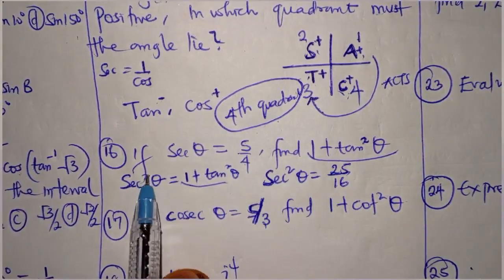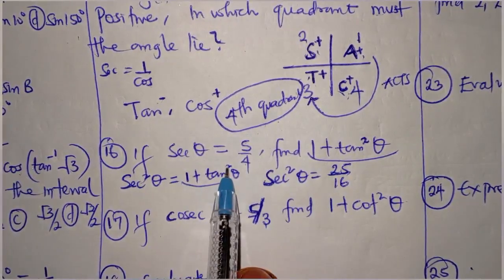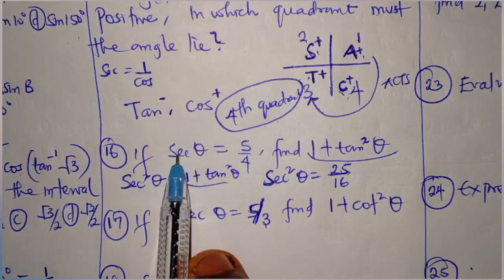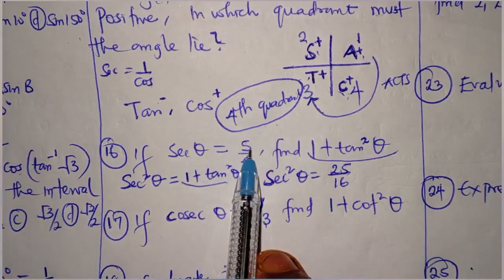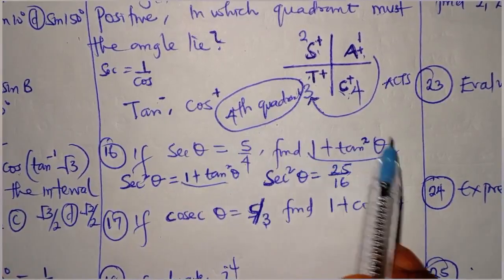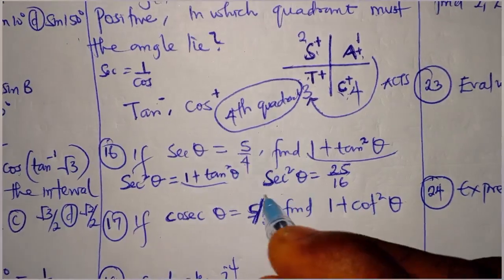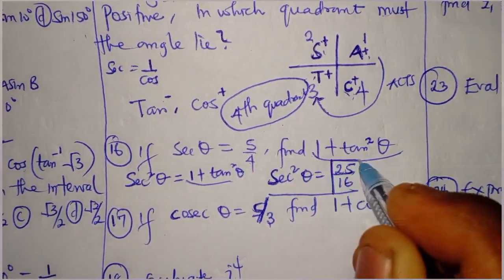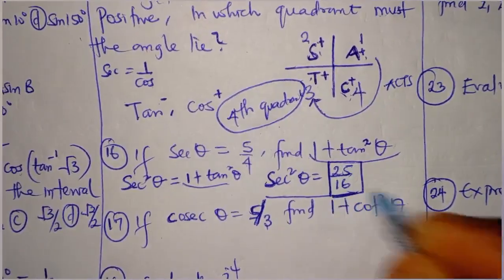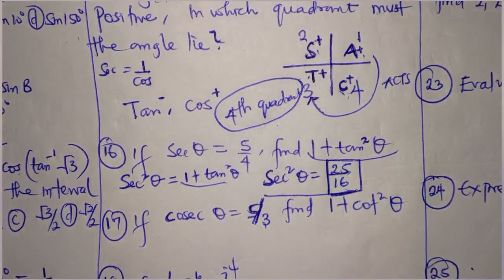And this same sec squared theta is equal to 1 plus tan squared theta. It therefore means that if sec theta is equal to 5 over 4, then 1 plus tan squared theta is the square of 5 over 4. And that's 25 over 16. 25 over 16 is the answer to that question. So if sec theta is 5 over 4, 1 plus tan squared theta is 25 over 16.